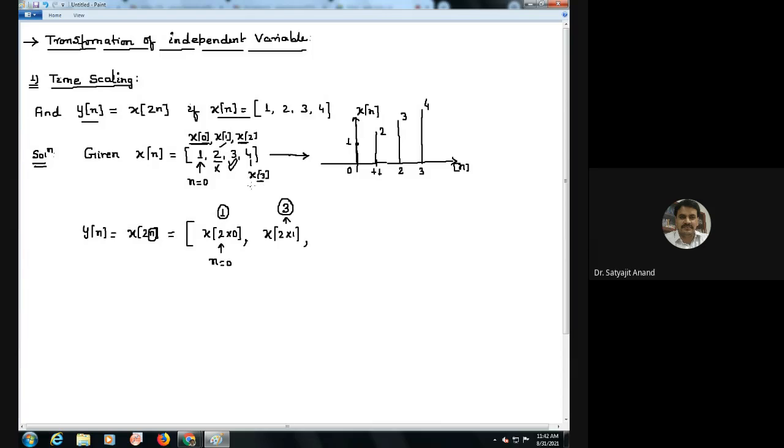Next, we have to see 3. So you put n equal to 3 by 2. If you put n equal to 3 by 2, the 2 cancels out, and you will get x3. But again, 3 by 2 is a decimal value. This discrete signal cannot hold a decimal value. So 3 by 2 will not be a valid time. So this sample will not come, student. So we only have samples 1 and 3. If you plot it for x2n, your result will be 1 and 3. That's it. This will be your answer.